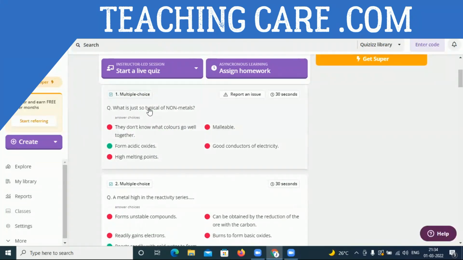See, which is just so typical of non-metal. Non-metals form oxides. See, they don't know what color go well together. Malleable, good conductor of electricity. These are not a property of non-metal. One property is that they always form acidic oxide. So this is the correct answer.